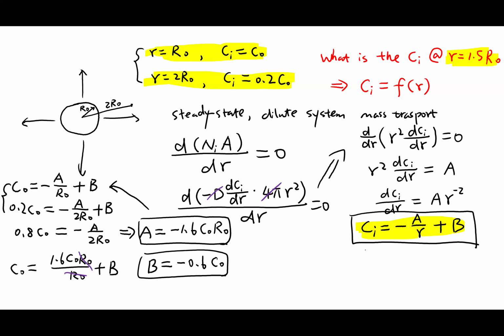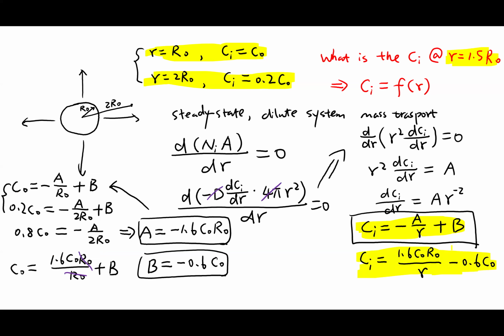And then we apply this into the equation. So Ci should be equal to, negatives canceled, 1.6 C naught R naught over r, plus B, where B is negative 0.6 C naught, okay? Let me highlight this. So that's the final expression.